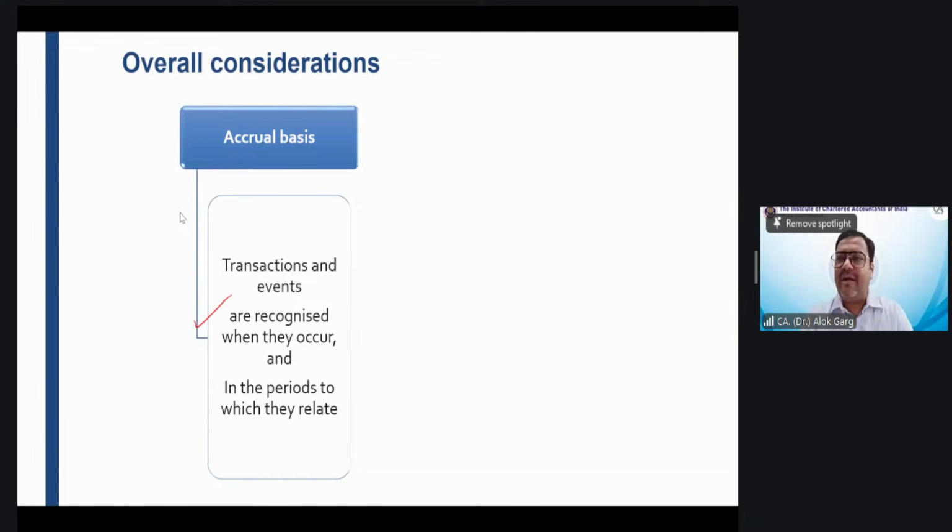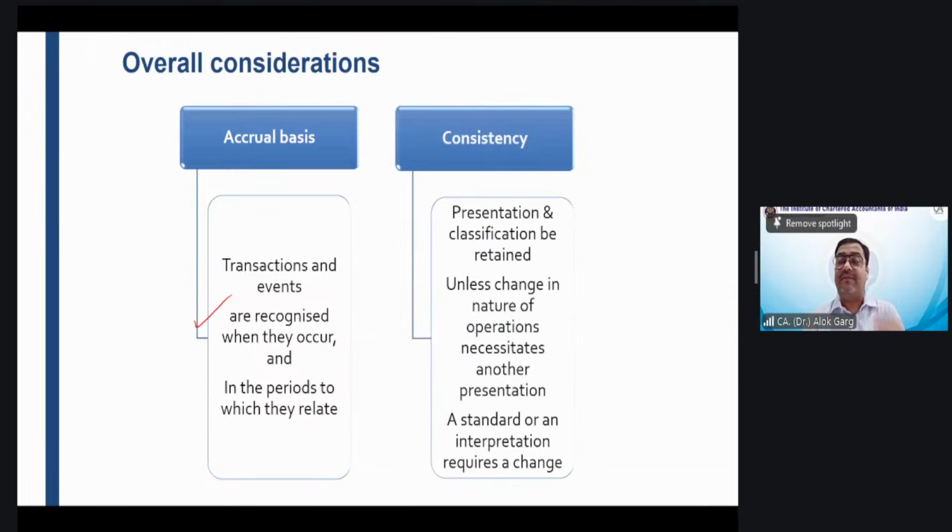Okay, is that clear? Accrual basis means when the transaction is incurred, when you have accrued the transaction, it has to be recorded. Okay. Then the next feature is consistency. Friends, presentation and classification should be retained unless there is a change in the nature of operation which necessitates other presentation, or a standard or an interpretation requires a change.